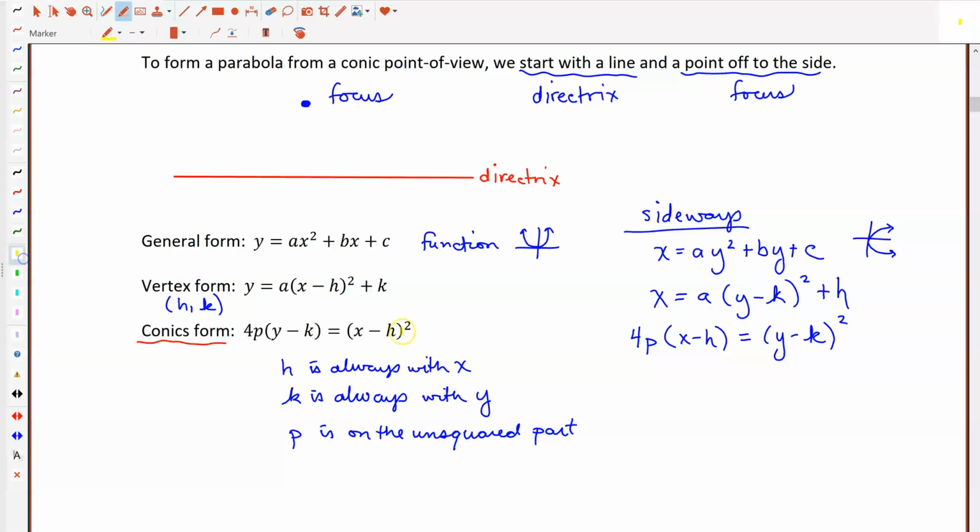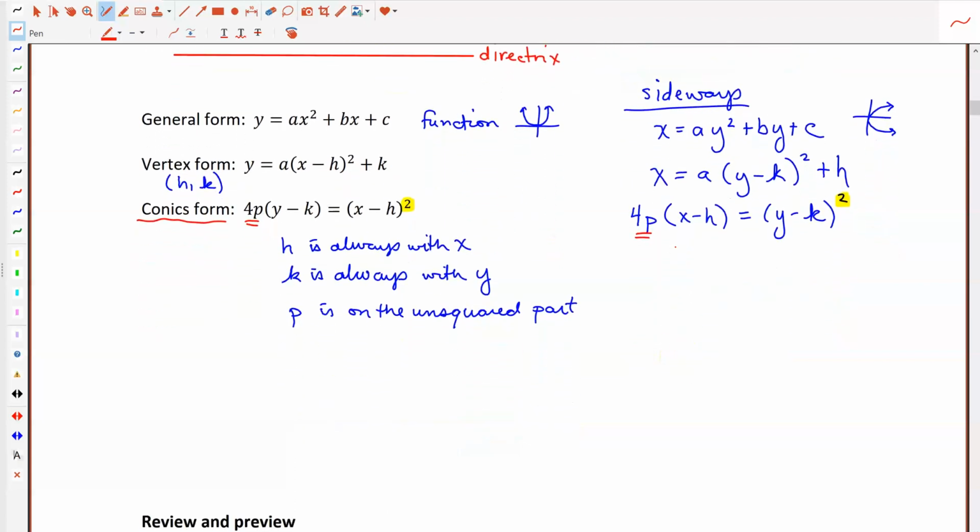All right, so what I mean by that is here's the squared part. Here's where the p is. Over on this other one, the sideways one, here's the squared part. The p is on the other side. So it's always on that unsquared part. So let's talk about how these forms are going to be related to each other.